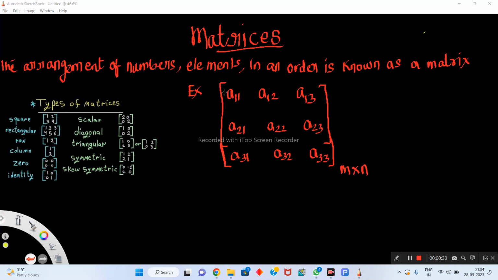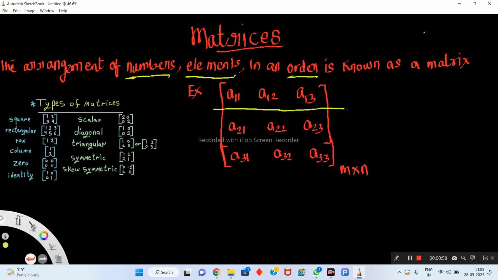मतलब अगर हम numbers को और elements को कोई order में arrange करें, here this word order is very important. अगर अपन numbers को arrange कर रहे हैं या अगर अपन elements को arrange कर रहे हैं कोई एक order में, उसको आप matrix बोलते हैं. Order, what do you mean by order? Order in a sense number of rows.